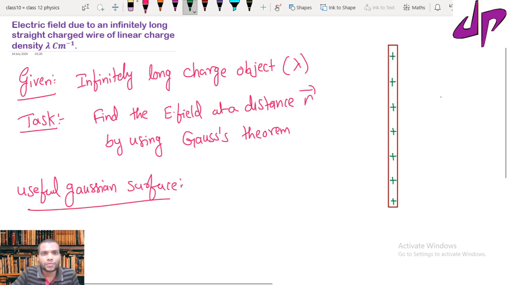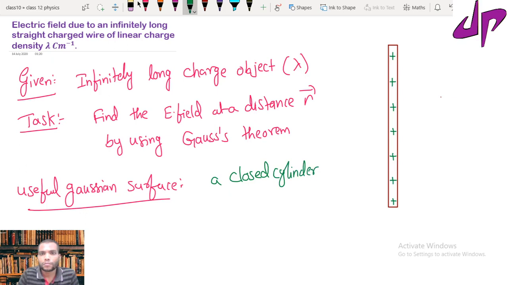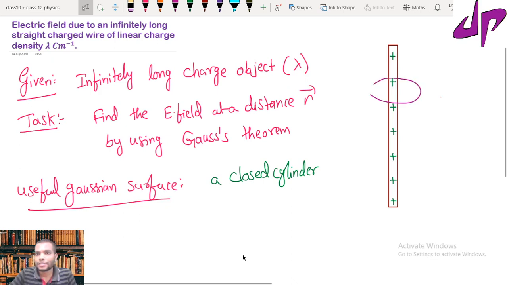My useful Gaussian surface here is a closed cylinder. It means, suppose on this infinitely charged object, if I draw a cylinder, it should be perfect in shape. So this is my Gaussian surface.